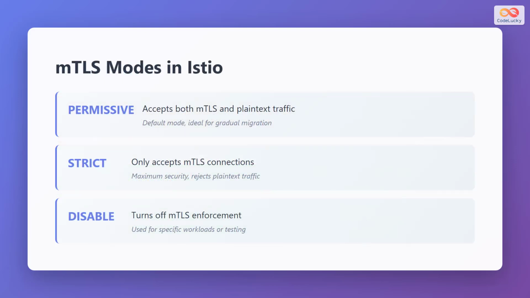Istio supports three different mTLS modes to accommodate various deployment scenarios. Permissive mode accepts both mTLS encrypted and plaintext traffic, making it the default mode and ideal for gradual migration of existing services. Strict mode only accepts mTLS connections and rejects any plaintext traffic, providing maximum security for production environments. And disable mode turns off mTLS enforcement entirely, which is useful for specific workloads that cannot support encryption or during testing phases. Choosing the right mode depends on your security requirements and migration strategy.